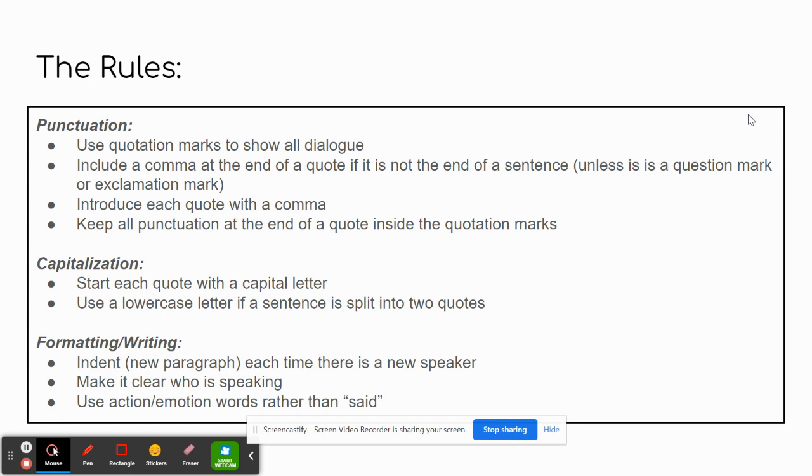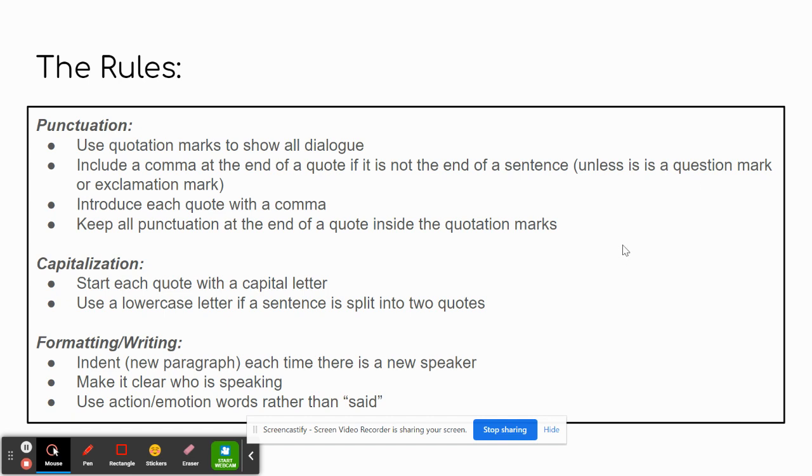You also want to keep all your punctuation inside the quotation marks. As far as capitalization, you want to start each quote with a capital letter unless it's a split quote, and I'll show you one of those. And then for formatting, every time there's a new speaker, you want to start a new paragraph, so you're going to indent. You also want to make it clear who's speaking. Your reader shouldn't have to count lines to figure out who's talking.